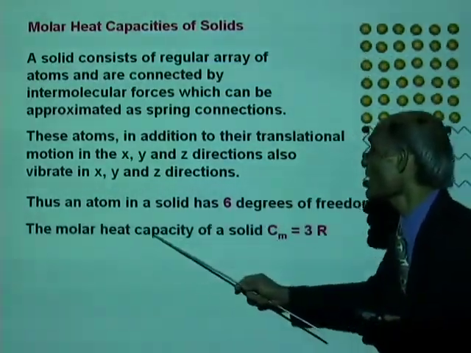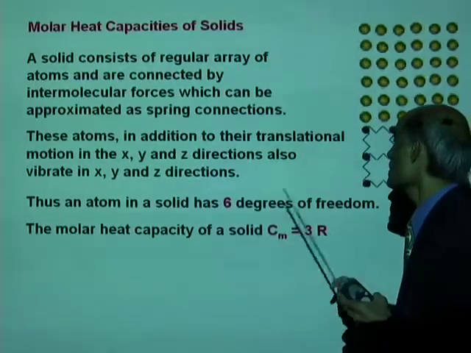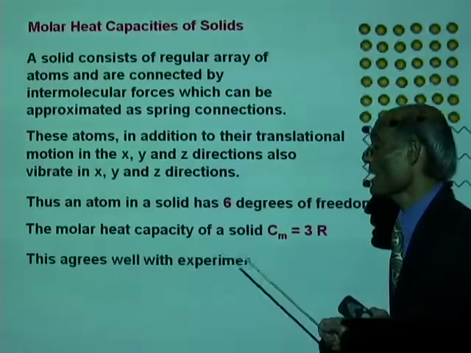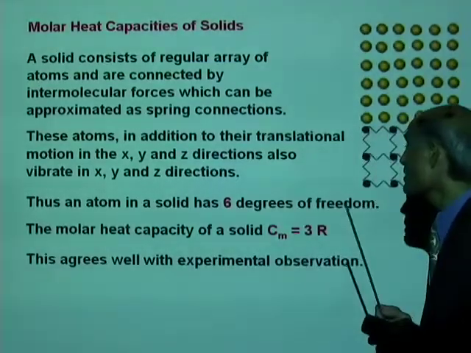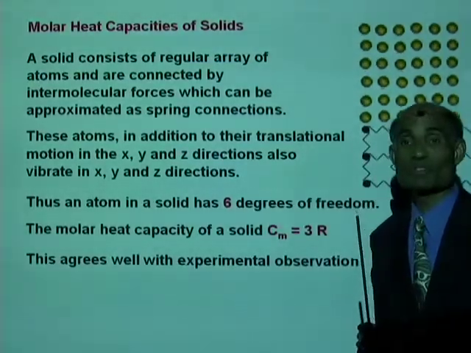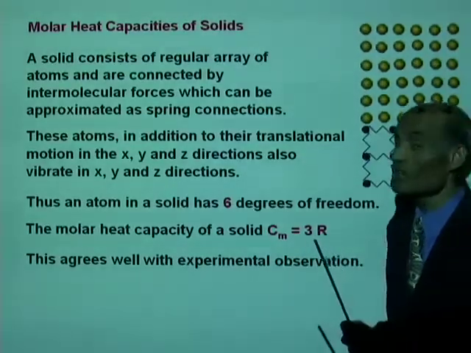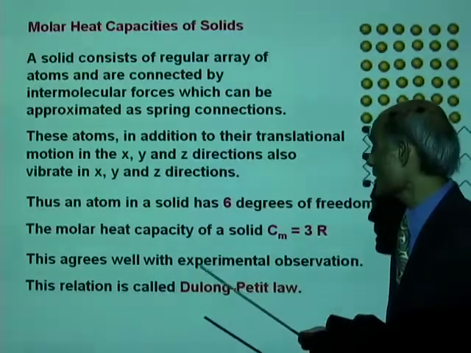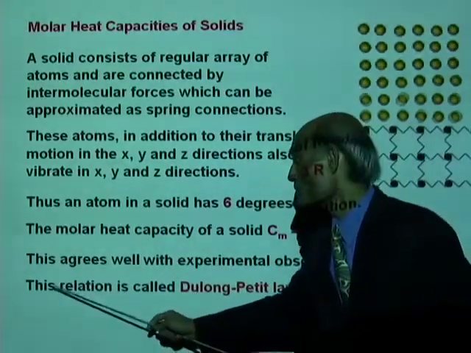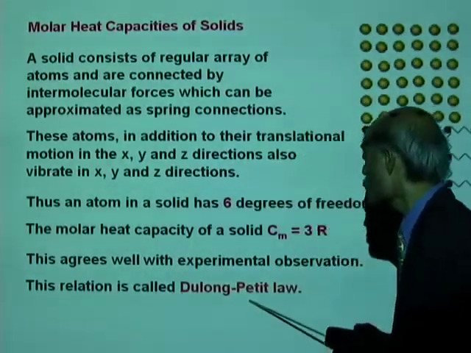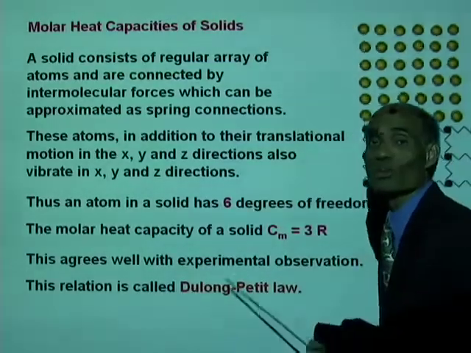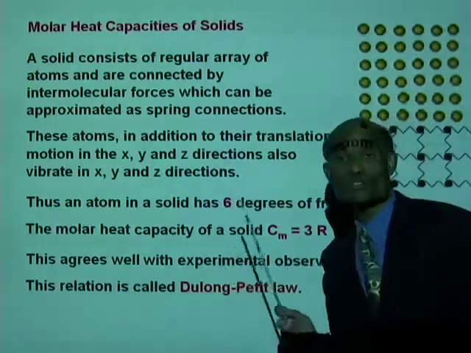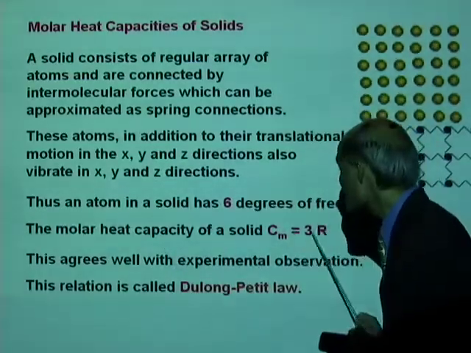Therefore, the molar heat capacity of a solid is 3R. Well, this agrees well with experimental observations. That means all our theoretical considerations have been verified experimentally, and we are on good grounds. This relation is actually called the Dulong-Petit law, that the molar heat capacity for all solids is 3 times R.